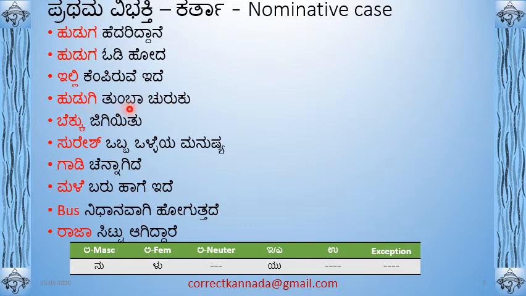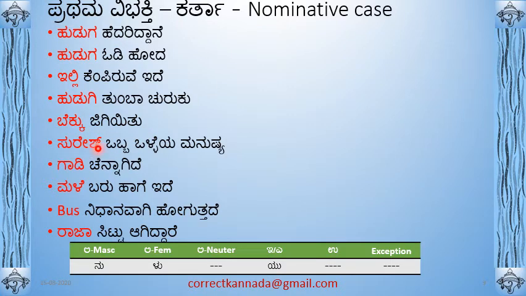Hudugi tumba churuku. Churuku means very sharp, smart, right? So hudugi means girl. Tumba is very. So hudugi tumba churuku. Again hudugi doesn't have any suffix. Okay, bekku jigiyettu. Bekku means cat. Jigiyettu means jumped. The cat jumped.